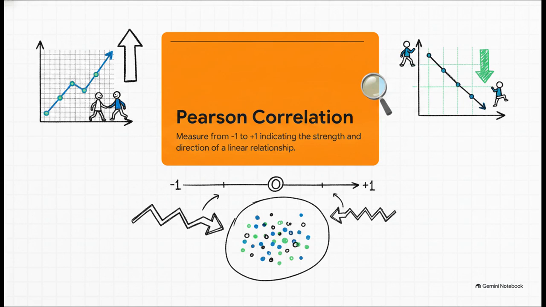To put an exact number on this relationship, we can look at the Pearson correlation. It's this really useful statistical measure that ranges perfectly from -1 to +1. If your correlation is near +1, you have a very strong positive linear relationship, meaning they march upward hand in hand. If it's near -1, it's a strong negative relationship, and if it sits right in the middle near 0, well, that basically means there is little to no linear relationship between those two variables at all.